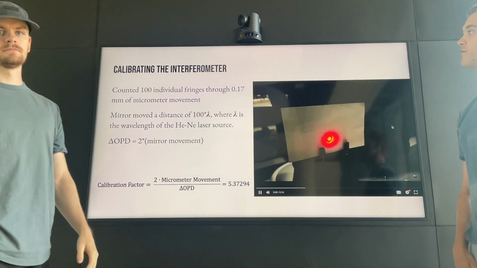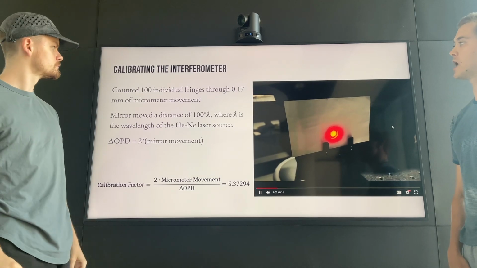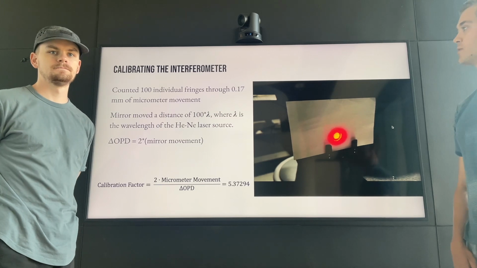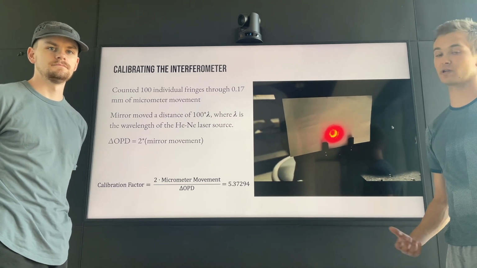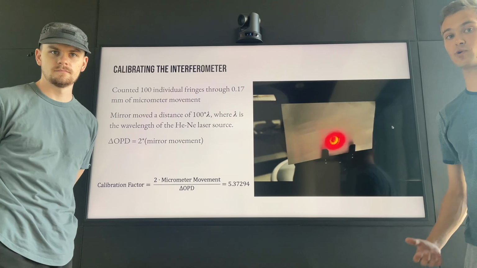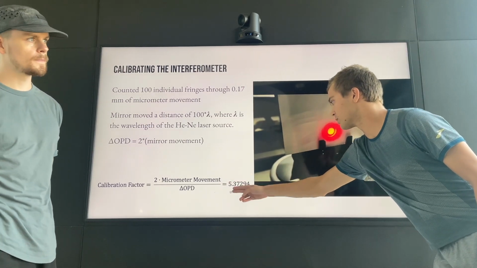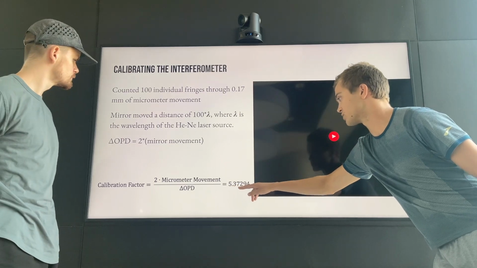So for part A, we found the calibration factor for the interferometer. We counted 100 fringes through 170 microns of micrometer movement. We know the mirror movement distance is 100 lambda, where lambda is the wavelength of our HeNe source at 632.8 nanometers. Using this equation here, micrometer movement over OPD, we were able to calculate our calibration factor at 5.37294.